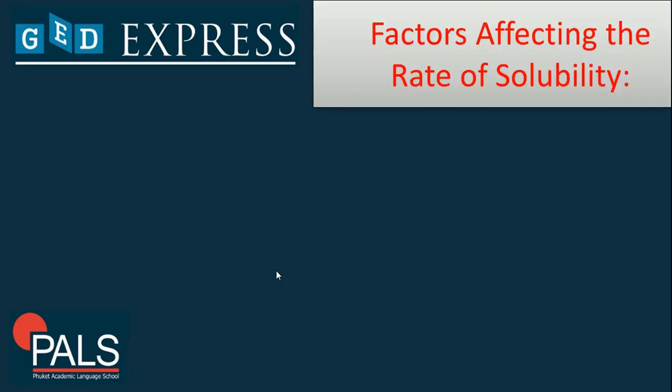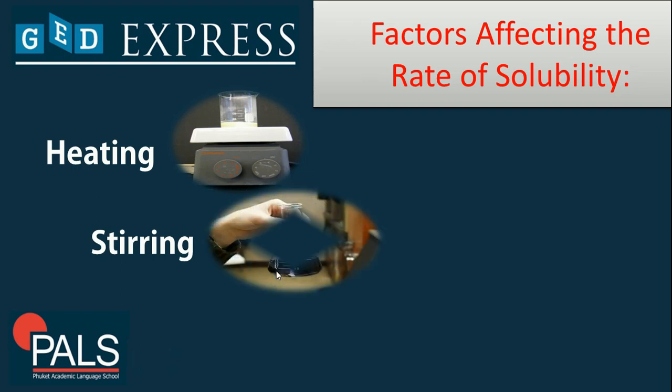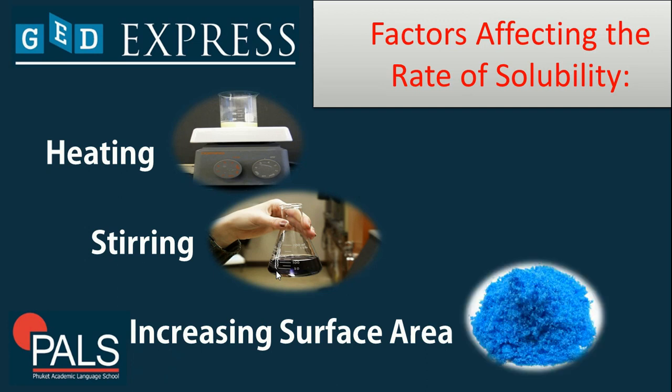Now, we have factors affecting the rate of solubility. First, we have heating, and heating increases the rate of solubility. That means the higher the temperature, the faster the solubility of a solute within a solvent. We have stirring. If you stir a mixture or a solution, that would increase the solubility of it. The same is true with increasing the surface area. The greater the surface area, the greater the rate of solubility.